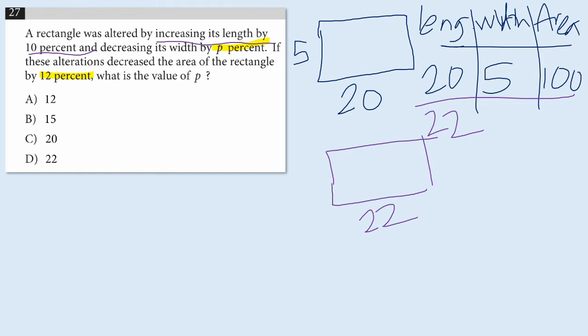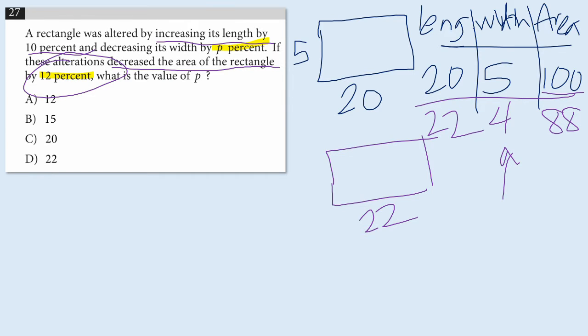And they're saying that the area of this new rectangle is going to be decreased by 12%. Okay, so if it's decreased by 12%, and this is why I picked 100, right? Decreasing that by 12% means 100 minus 12, which is 88. 100 minus 12 is 88. All right, so I now know that the width has to be 4, because length times width gives me area.